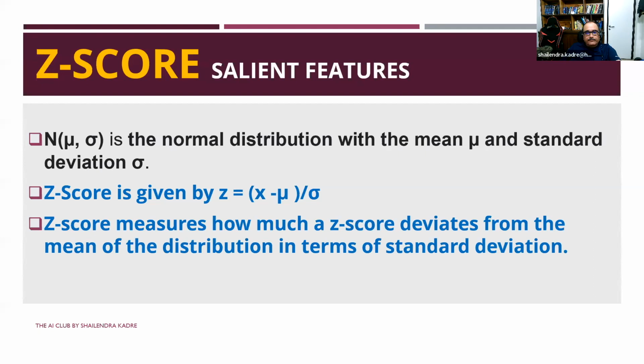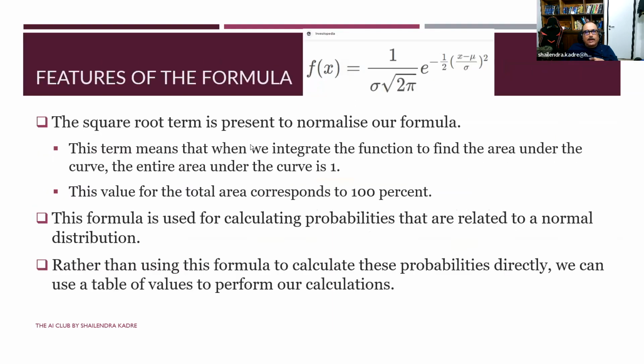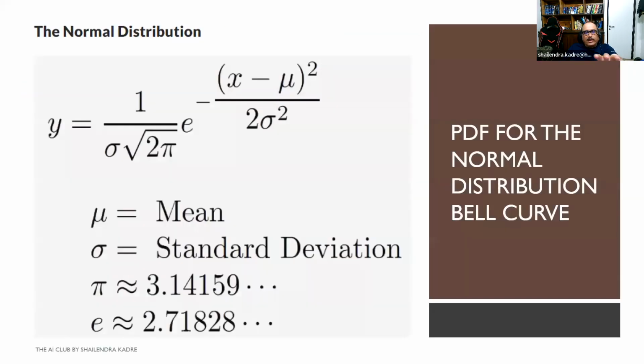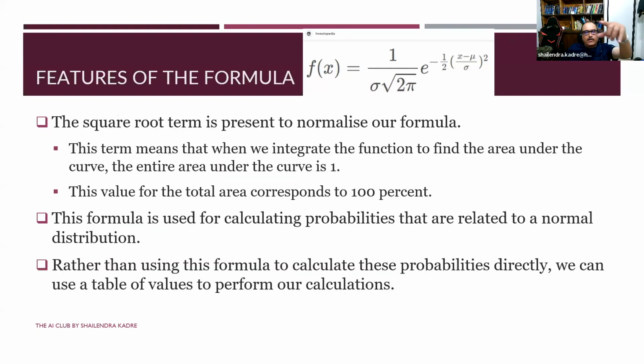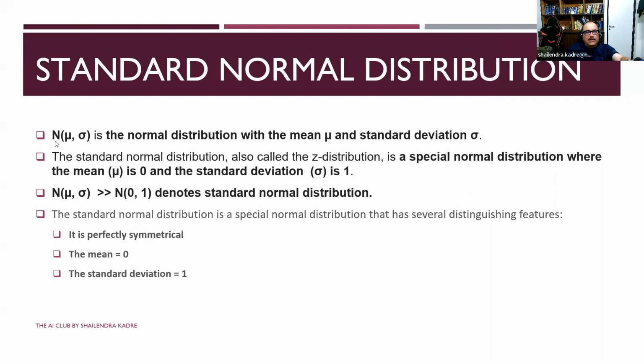So now we have understood the Z feature. Any normal distribution, how do you represent it? N, and in the bracket, mu comma sigma. Why mu comma sigma? Because mu and sigma are the only variables in this formula. So if I know mu and sigma, I know my curve completely. I can draw my curve completely. So a normal distribution is always represented as N(mu, sigma).